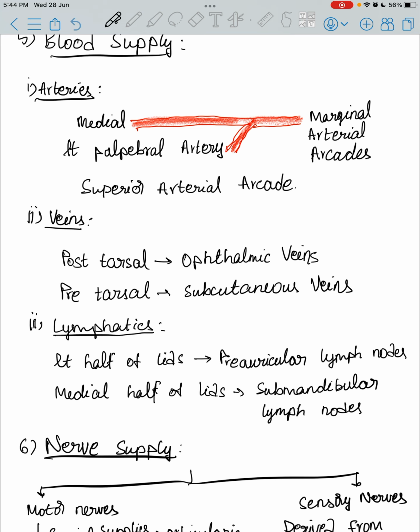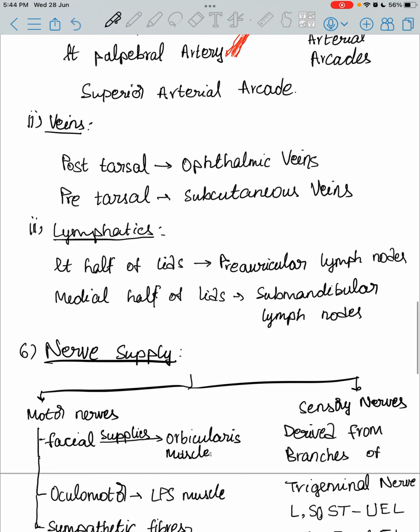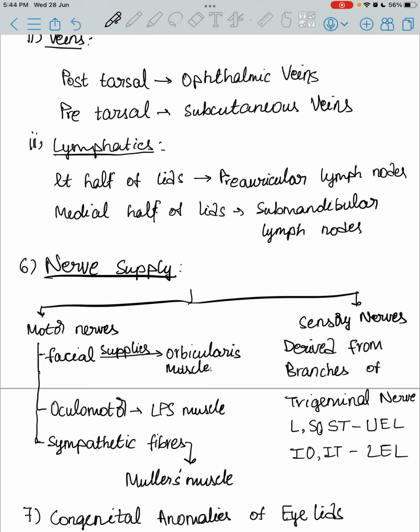Let's discuss about lymphatics. Lateral half of lids, preauricular lymph nodes are present, and in medial half of lids, submandibular lymph nodes are present. Let us discuss about nerve supply. Motor nerves and sensory nerves. Motor nerves. Facial, oculomotor and sympathetic fibers are responsible for motor movements. The facial nerve supplies orbicularis muscle. The oculomotor nerve supplies levator palpebrae superioris muscle. And the sympathetic fibers supply Muller's muscle.